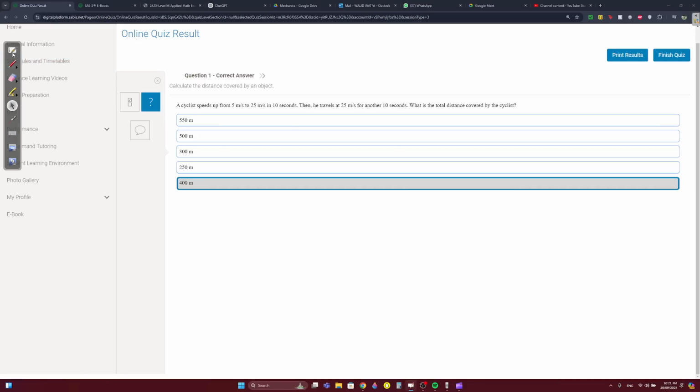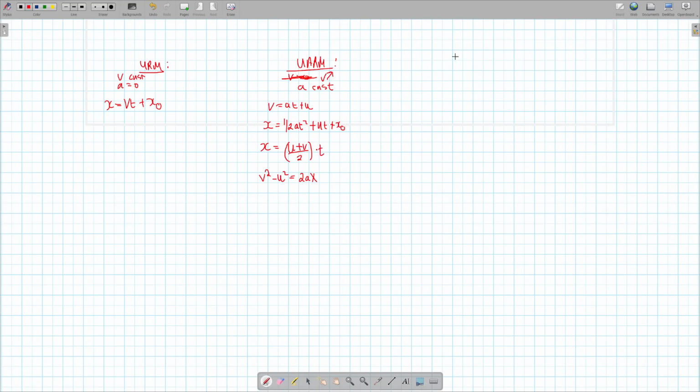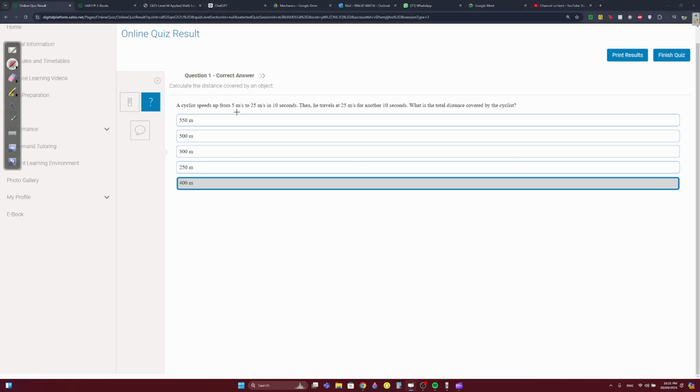A cyclist, I'm telling you, you won't pass if you don't have these memorized. A cyclist speeds up from 5 meters per second to 25 meters per second in 10 seconds. Then he travels at 25 meters per second for another 10 seconds. So here, there's an acceleration, so it's UARM. Then he travels at constant velocity, so it's URM. What is the total distance?